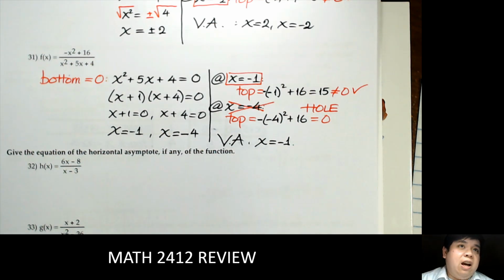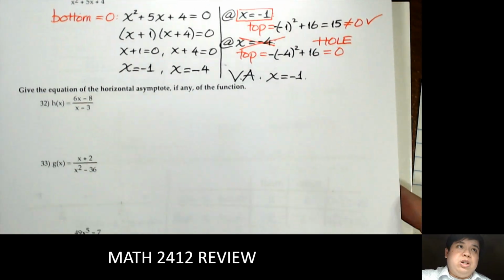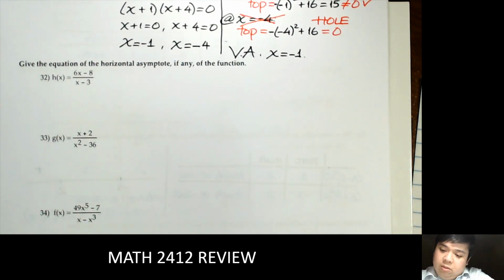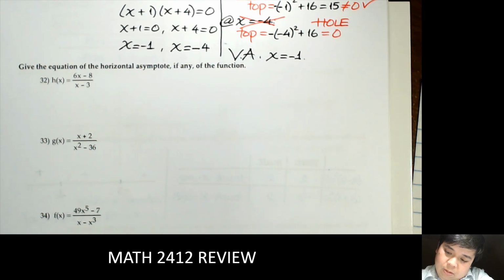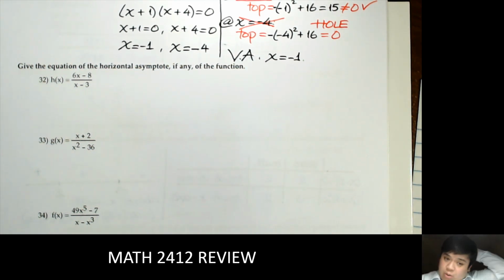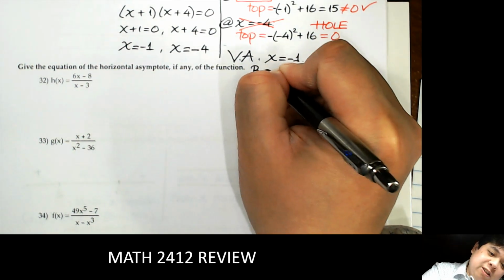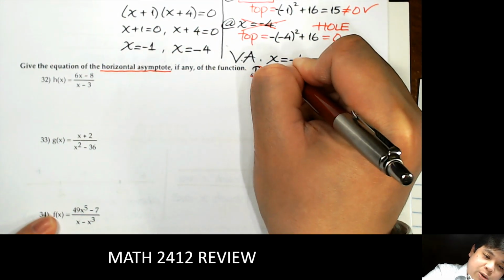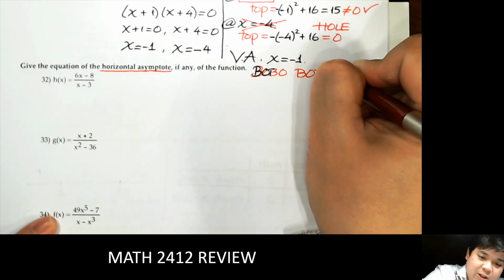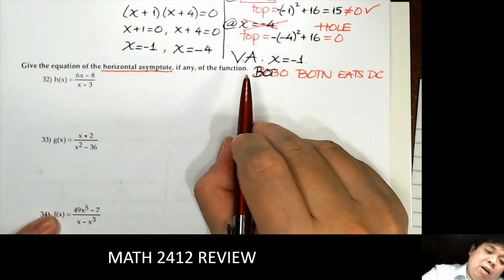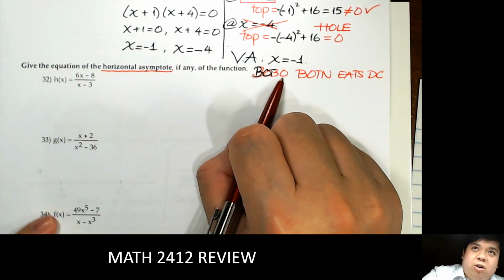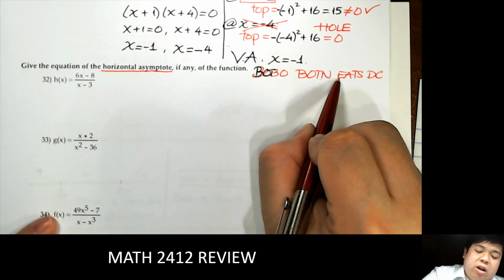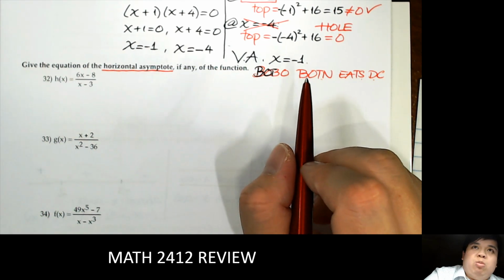Right. Next, we have the horizontal asymptotes. I group those three together. For horizontal asymptote, we use the degrees, the acronym BOBO. Bigger on the bottom, y equal to 0. Bigger on the top, there will be none. The exponents are equal, or exponents are the same, divide the coefficients.